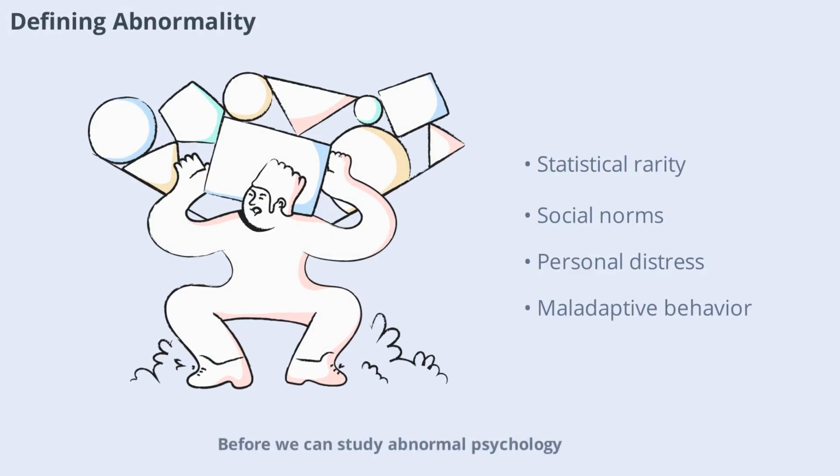Before we can study abnormal psychology, it's important to define what we mean by abnormal. Psychologists consider several factors, such as statistical rarity, violation of social norms, personal distress, and maladaptive behavior. These criteria help researchers determine which behaviors or experiences fall outside the typical range. However, definitions can vary across cultures and change over time. Understanding these nuances is essential for designing effective research studies and interpreting findings accurately. As we move forward, keep in mind that the concept of abnormality is complex and often debated within the field.